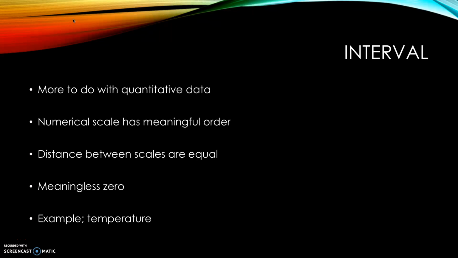Thirdly, we have interval data. This is more to do with quantitative data, and this time there is a numerical scale with a meaningful order. Unlike ordinal, the distance between the scales are equal and continuous in nature. Also, with interval data, the numbers can go below 0 in a graph, thus making 0 meaningless. An example of interval data would be temperature, as that can go into negative numbers.